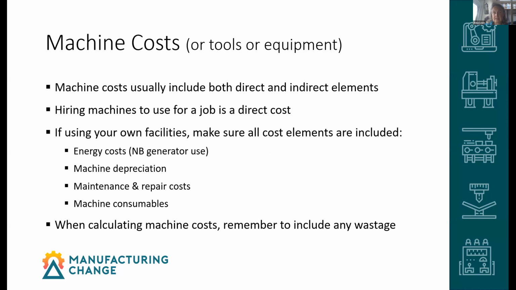We're going to talk next about what I'm terming machine costs. And when I say machines, it could also be tools, it could be equipment, anything. It's any resources that you need in order to be able to make products. It could also include safety equipment, it could include test equipment, anything like that. Now, as I mentioned before, machine costs can include both direct and indirect elements, so it can be a little bit complex to work them out.